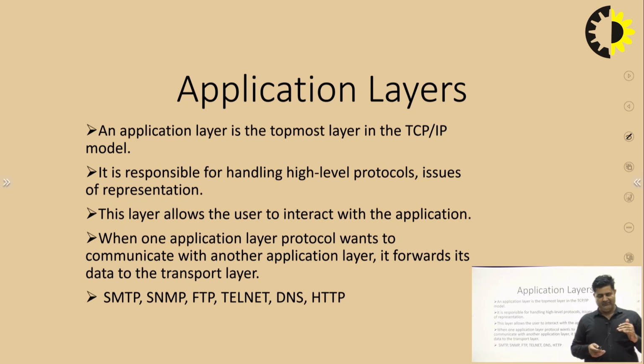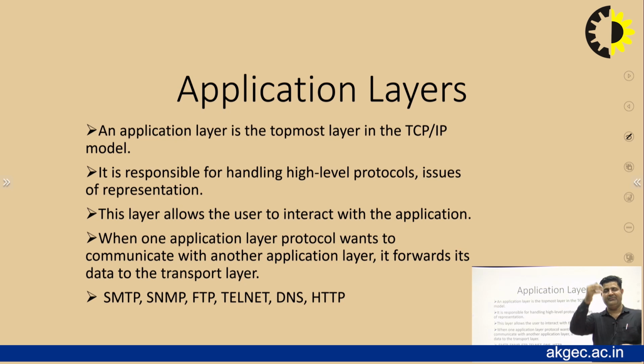When we want to transfer a file or connect to another user, with the help of this layer we are joined with a user on a different device. This layer allows the user to interact with the application. When one application layer protocol wants to communicate with another, it forwards the data to the transport layer. When data reaches the receiver side, it comes from the application, then the transport layer, then the IP layer, then moves to the first layer of the TCP/IP model.